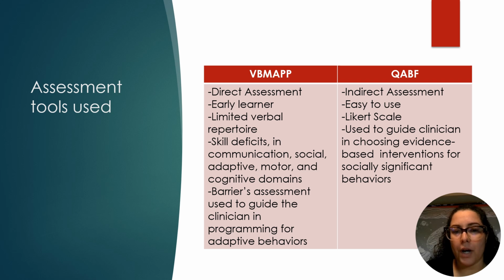Both assessments do show a high reliability percentage. The QABF was chosen due to time constraints and staffing. The assessment is easy to use and uses a Likert scale. It is important to state that an experimental functional analysis is the only assessment to determine function of a behavior. However, due to ethical concerns about evoking a behavior that could potentially be harmful to the client or the staff, the QABF was chosen.